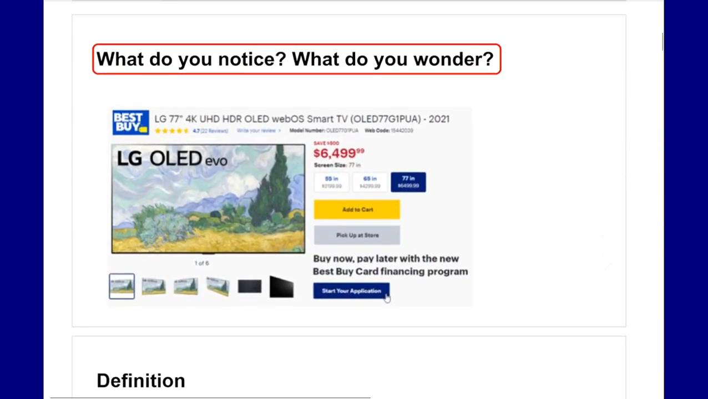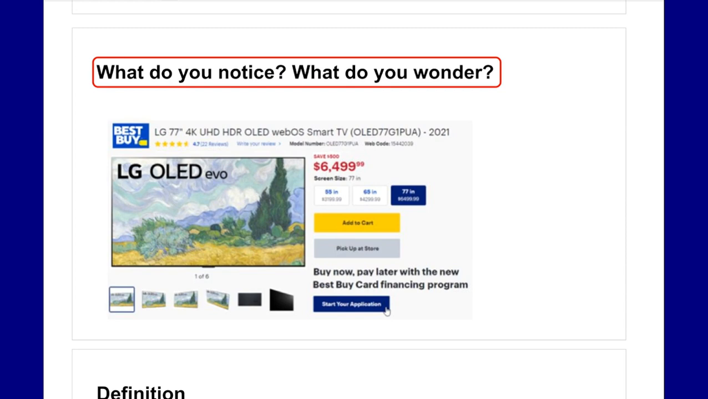So taking a look at this advertisement, just think about some things. What do you notice and what do you wonder? Is there anything that you notice or wonder about the picture? You might notice the price, the sale, the type of picture, or the type of TV, the different options. But if you can't think of anything, I want you to draw your eyes down to this portion here where it says buy now, pay later with a new Best Buy card financing program and start your application. So there is an option where we can get this $7,000 TV without paying anything up front now, which sounds like a pretty good deal, right?